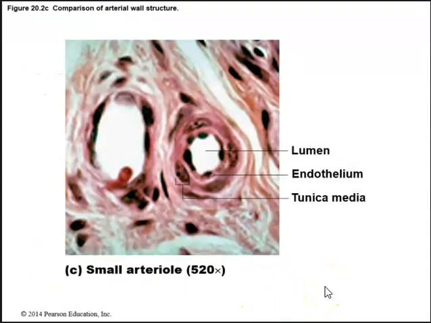And here we see small arterioles, some containing all three layers. Usually the larger ones contain all three layers. So we can see the lumen, we see that inner tunica intima made up of endothelium, and we see that middle layer, the tunica media, and then the outermost layer, the tunica externa.